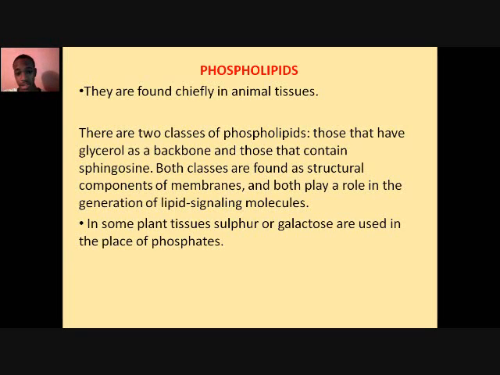In some plant tissues, sulfur or galactose are used in the place of phosphates. Instead of phospholipids, you would have sulfolipids and galactolipids. It is posited that the reason for this is the limiting amount of phosphate that may be in the soil, but we don't have any proof of that. Just remember that in plants, instead of phospholipids, a lot of time you would find sulfolipids and galactolipids, especially in the membranes of the chloroplasts and so on.